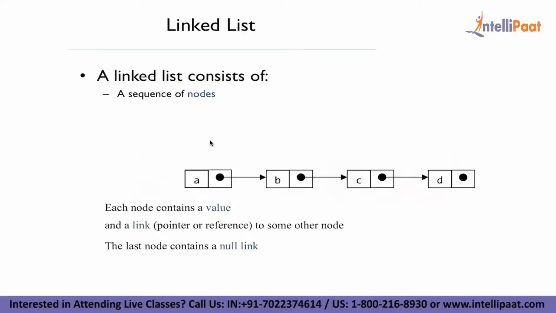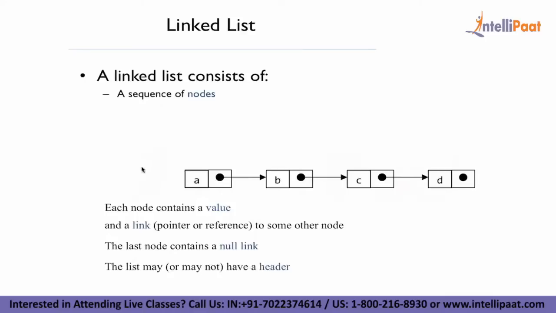So let's reiterate. Each node in a linked list has two sections. One is a data section, one is a link section. Each link points to some other node, which constitutes the chain, and that is why it is called a linked list, because there is a link from one node to another node, and it's a linear format, so it is called a list. So linked list.